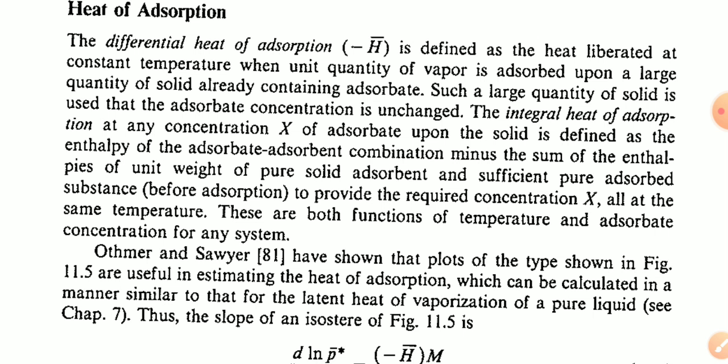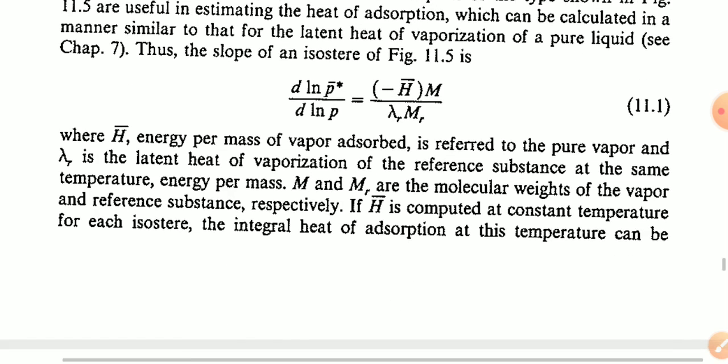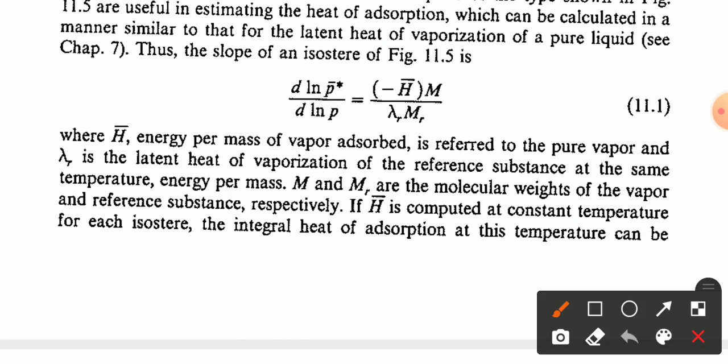Okay, Othmer and Sweyer have shown that plots of the type shown in the figure, which we saw earlier, are useful in estimating the heat of adsorption. Thus the slope of an isoster in Figure 11.5 is given by this equation, based on enthalpy. Remember the equations.